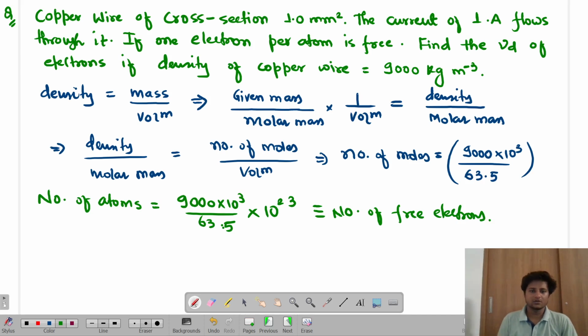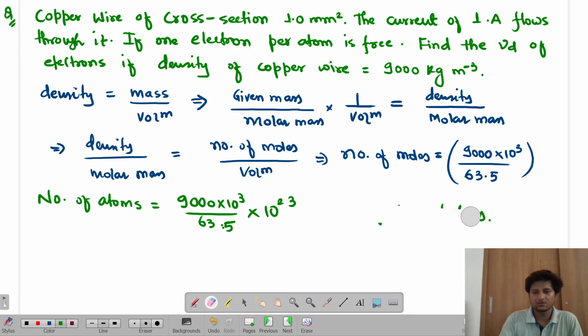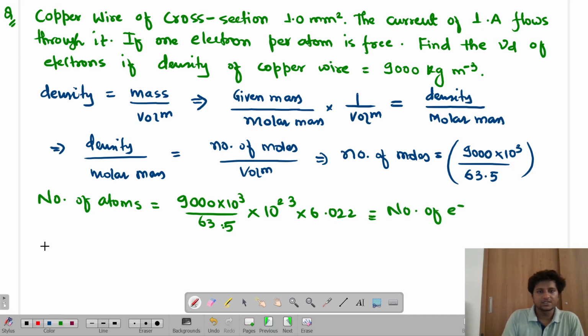Is that clear or not? So you got your number of free electrons. Sorry, I forgot. 6.022, this is my number of electrons. So therefore, I is equal to NEAVd.